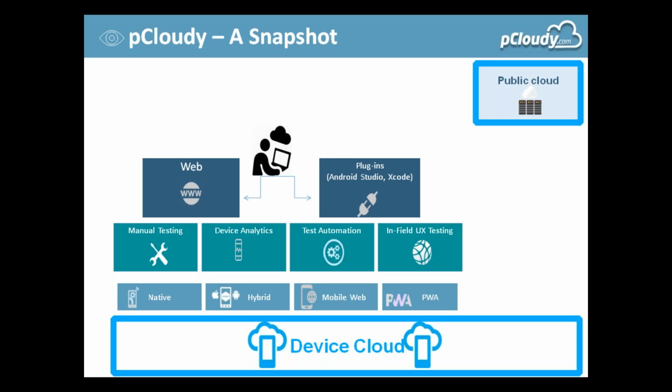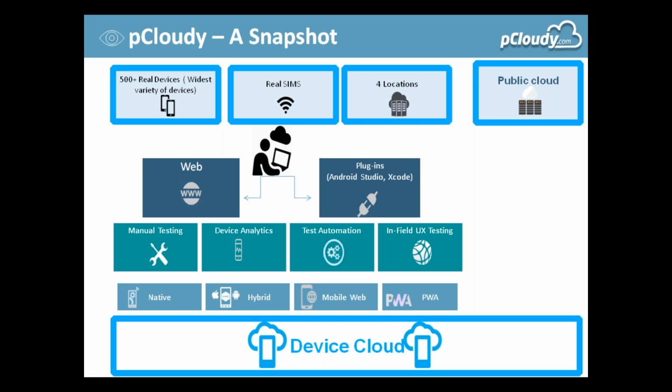Now, pCloudy platform has various flavors to it. One of the most popular flavor is public cloud, where we have 500 plus real devices hosted on cloud. And we are very proud to say that we have one of the widest variety of devices in the world. For a lot of the devices that we have, we provide real SIMs along with the devices, which means you can do network related testing as well. And the 500 plus devices that we are talking about are spread across 4 locations: India, US, Australia, and Philippines. And we are adding more locations as we speak right now.